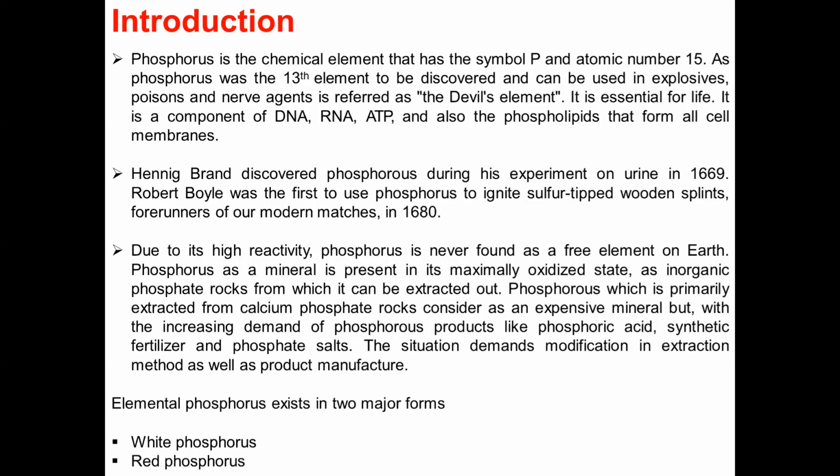So what is the phosphorus industry and where do we get phosphorus from? What are the different types of phosphorus based fertilizers? All these we will discuss today. So phosphorus is a chemical element that has the symbol P and atomic number 15. As phosphorus was the 13th element to be discovered and can be used in explosives, poisons, and nerve agents, it is referred to as devil's element.